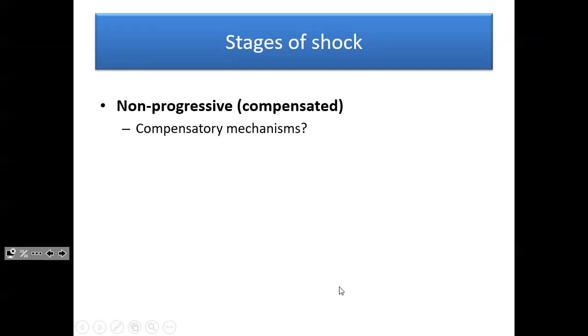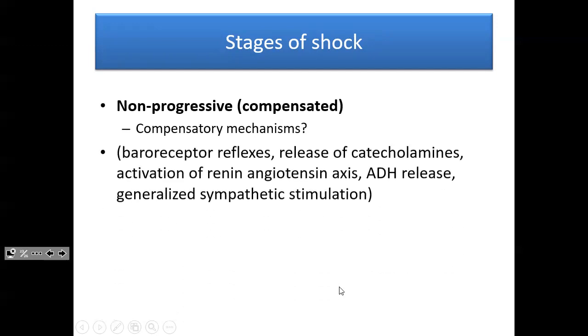Water retention. Okay. So baroreceptor reflexes, release of epinephrine and norepinephrine, activation of renin-angiotensin axis, antidiuretic hormone release, and generalized sympathetic stimulation. All of this is going to contribute to retention of fluid and water and sodium and potassium inside the body. So there is a time where the body's defense mechanisms, when they get activated, all of these, ADH and angiotensin, this is reversible.